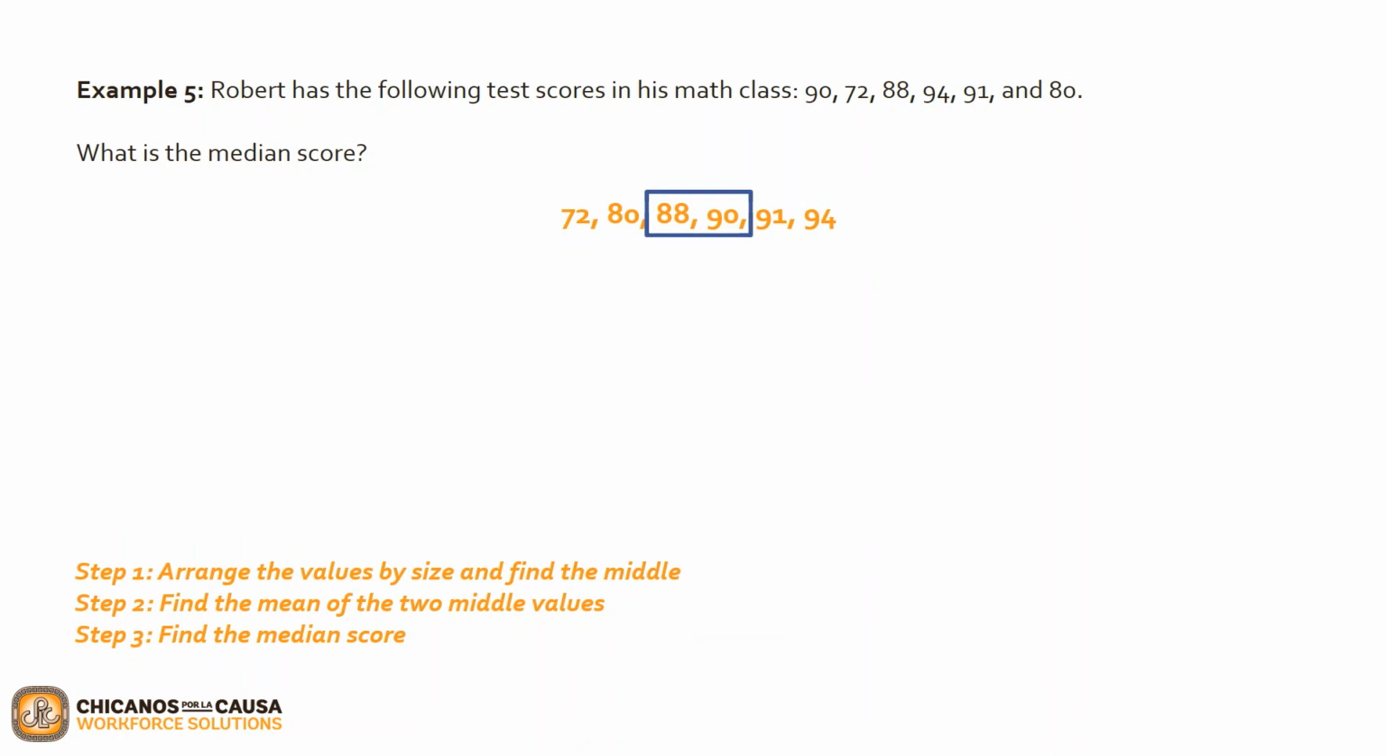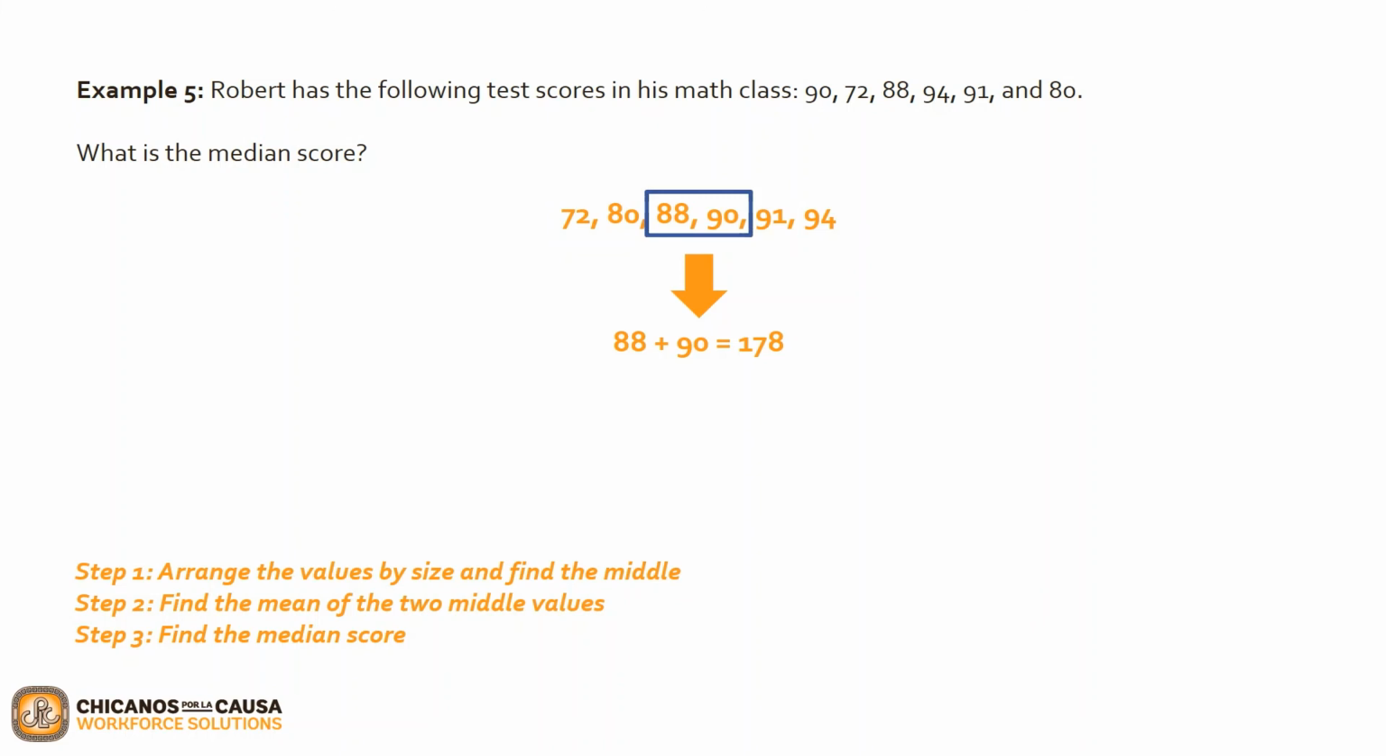Because this is an even amount of data points, we're going to look at the two numbers in the middle. In this case, we have 88 and 90. According to step 2, we are now going to find the mean of the two middle values. Like before, we add these two numbers together. So 88 plus 90 gives us a total of 178.